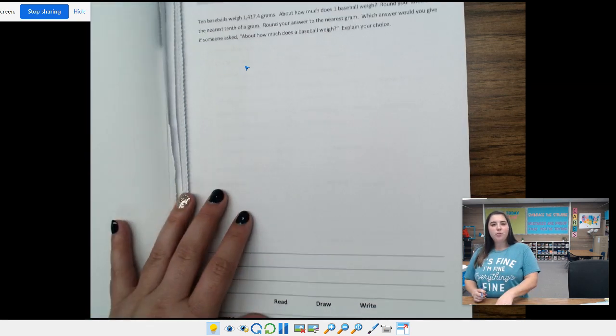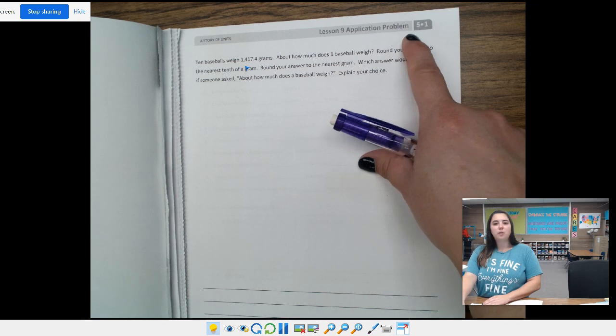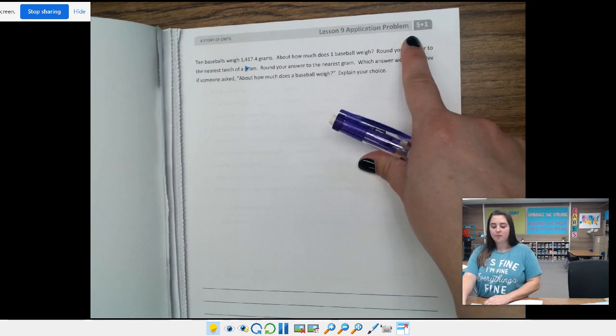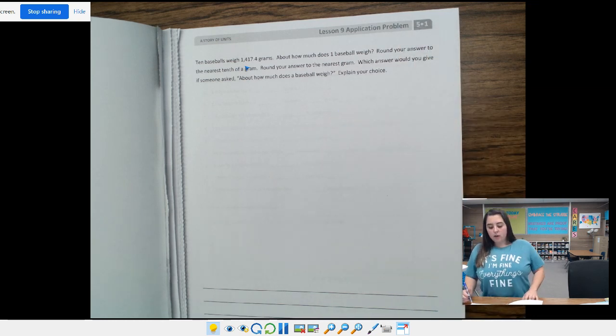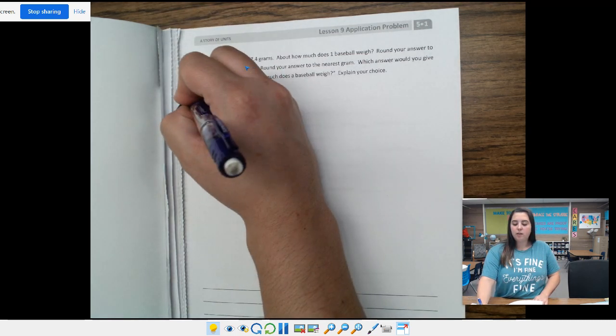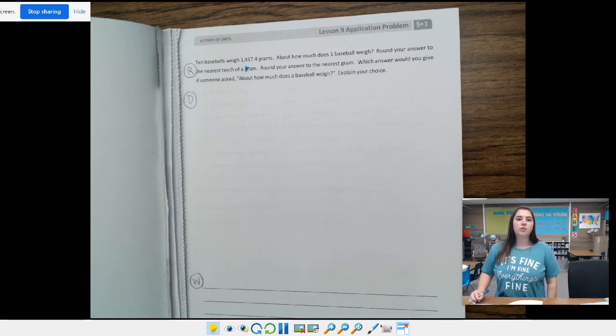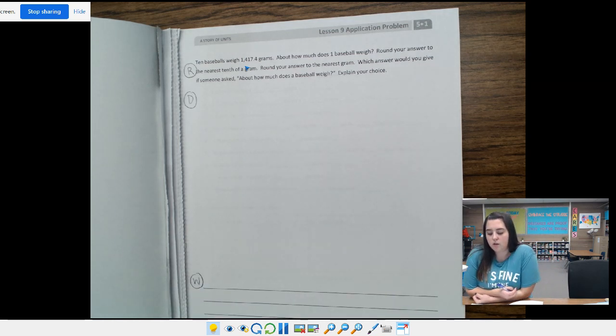So I'm in my blue Learn book, and we're on lesson 9 application problem. It's on page 63. And let's get started. So we're going to read, draw, write. I'm just going to remind myself, read, we draw by solving, and then we write our answer. We do this on all word problems.